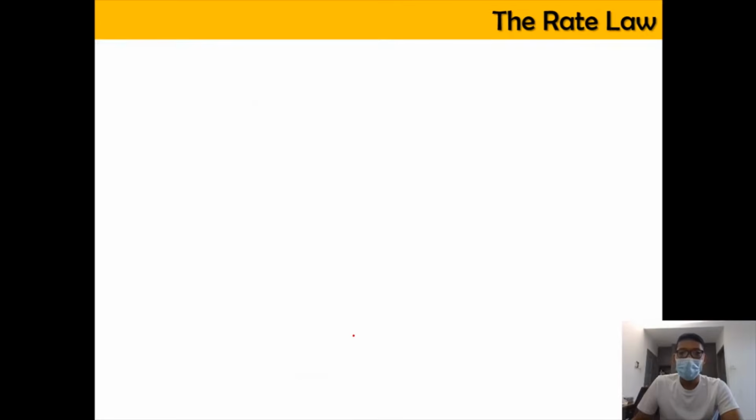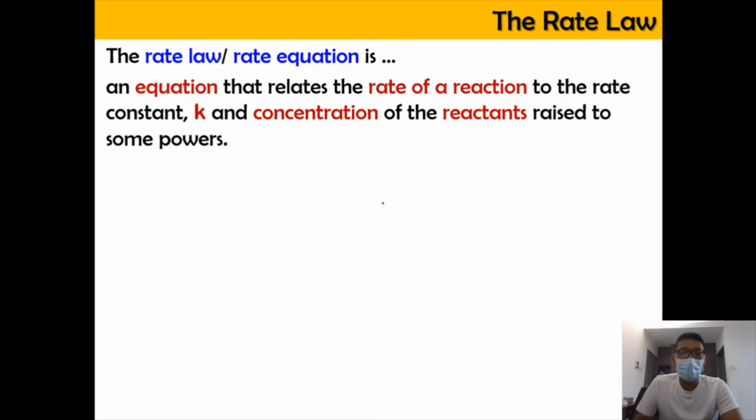Alright? So, what is rate law? Rate law or rate equation is basically an equation that relates the rate of the reaction to the rate constant K and the concentration of the reactant raised to some powers.